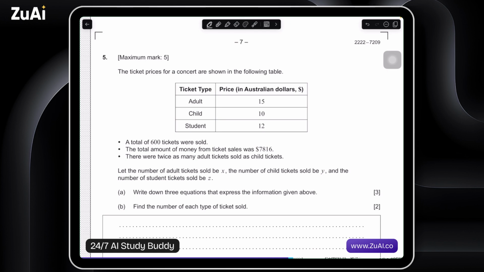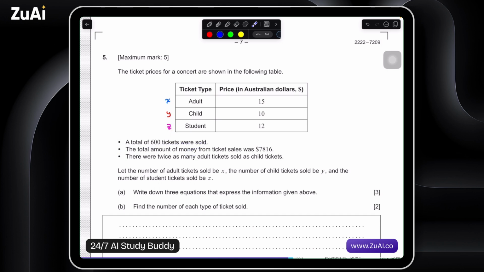This is kind of an interesting question, I think. So what do we have? I'm actually going to use a few different colors. Let's say X, and then Y, and then this is Z. So they told us that X is the number of adult tickets, Y is the number of child tickets, and Z is the number of student tickets. We want to write down 3 equations, and they give us 3 pieces of information here.